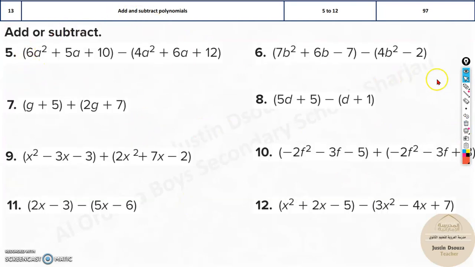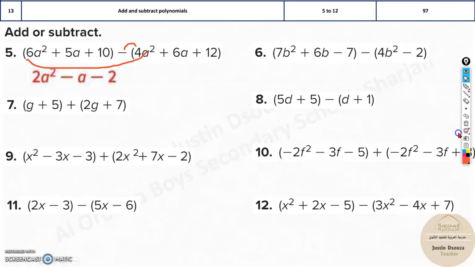So please do solve these by yourselves. Go through them, solve them. It's very simple. Just over here directly you can solve the answer, but mind the minus sign over here. So 6 minus 4 will be 2a squared, and then 5 minus 6 will be minus 1a, and lastly it is minus 12 plus 10, which is minus 2.